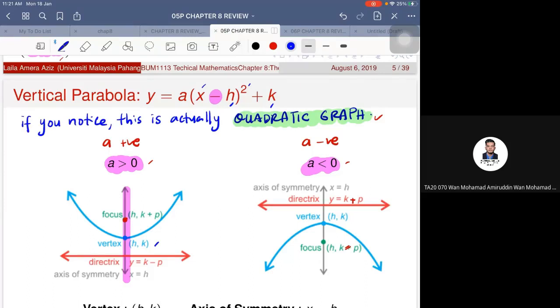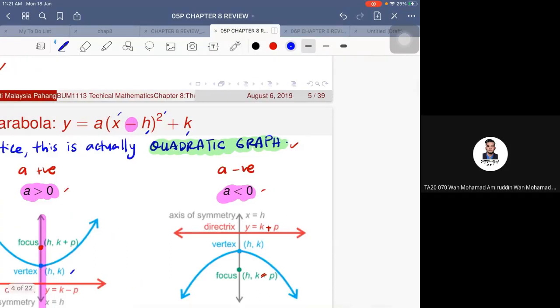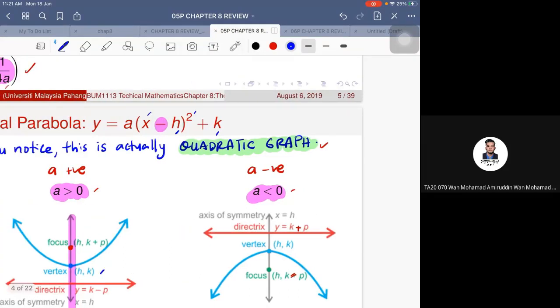Okay, tapi satu benda yang I nak ingatkan you pasal bila nak identify vertex, contohnya katakanlah kita ada equation Y sama dengan 2X tolak 1 square tambah 3. Apa kita punya nilai H? Nilai H ni lepas tanda tolak. So nilai H dengan X adalah 1, nilai K adalah sama dengan 3.